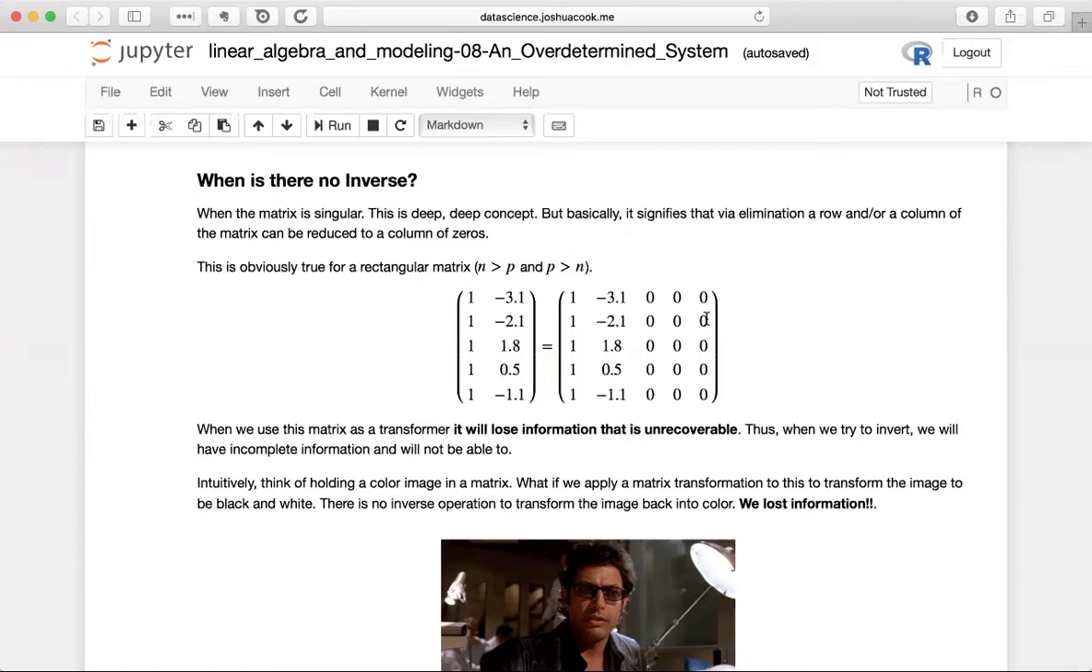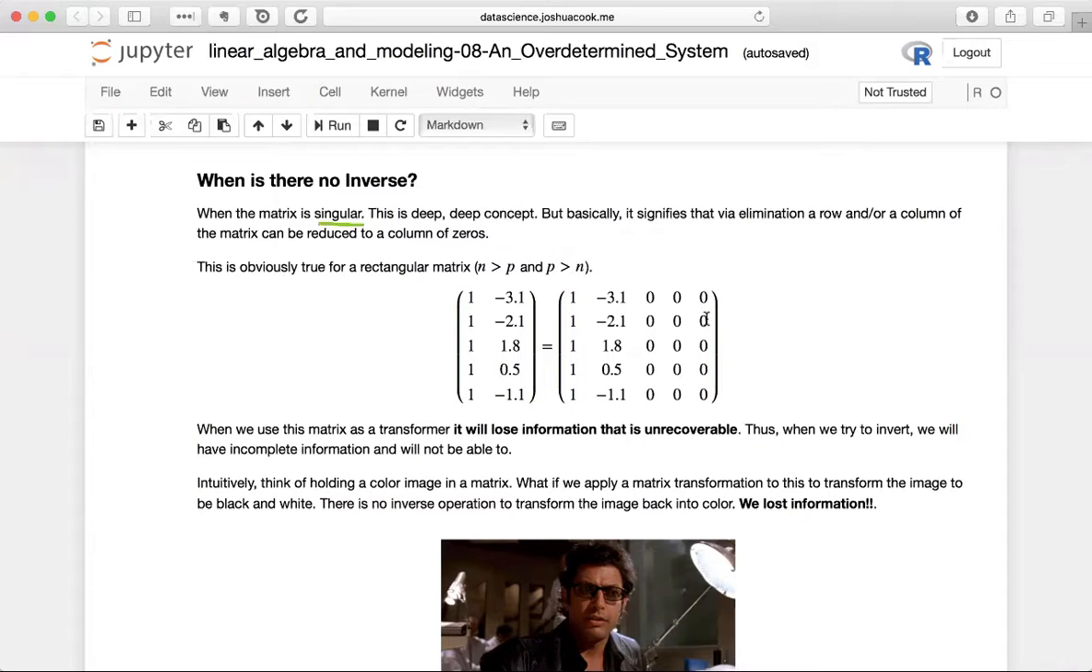So when is there no inverse? The mathematical answer to that question is when the matrix is singular. You maybe never heard that word before in this context. It's a pretty difficult concept, even when you're taking a semester-long course in linear algebra.